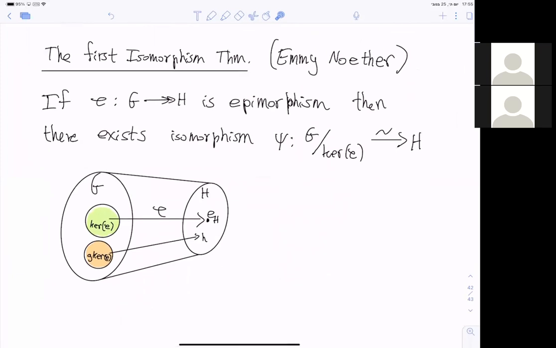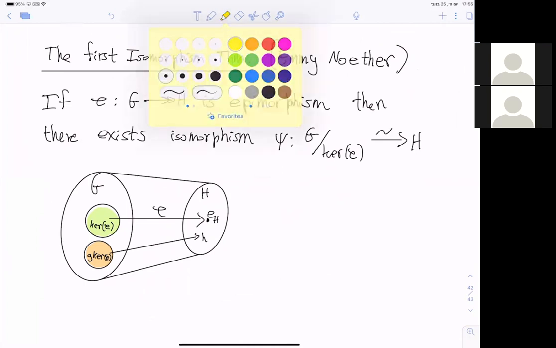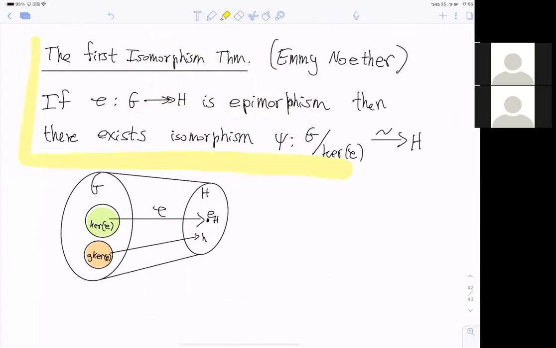So are you ready for the proof? I mean, it's not very long. Why doesn't it do that? Sometimes it does, sometimes it does not.